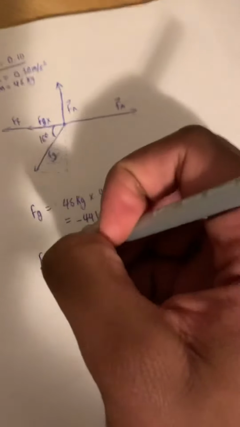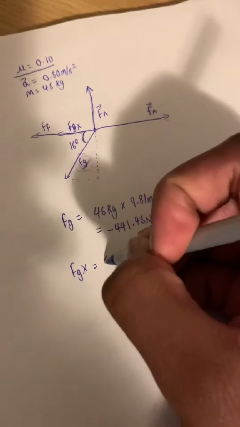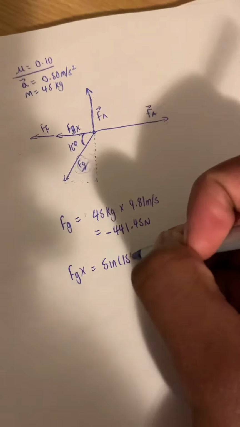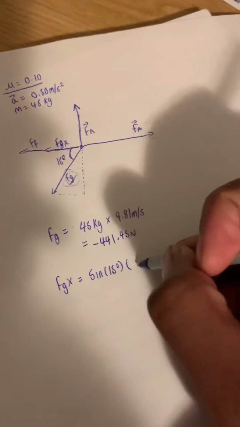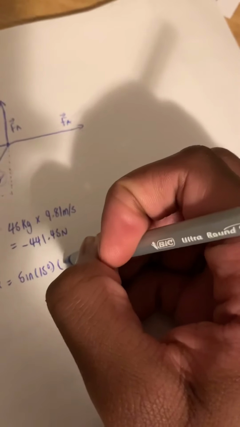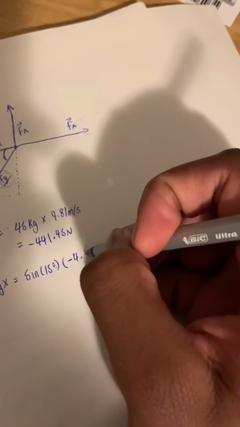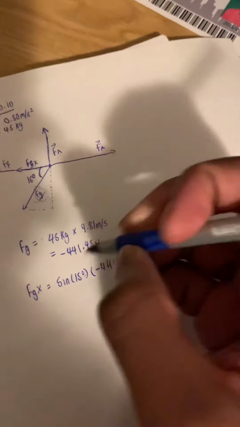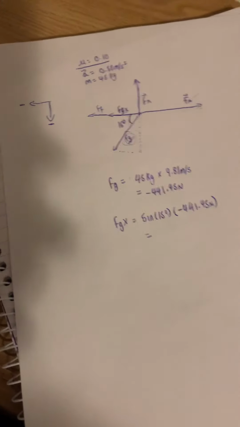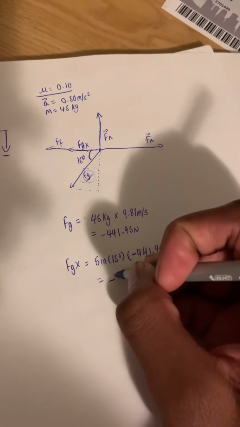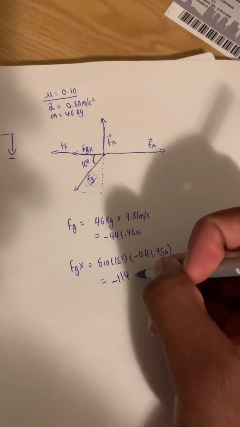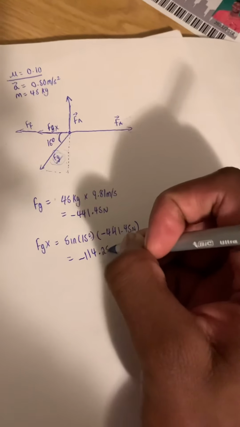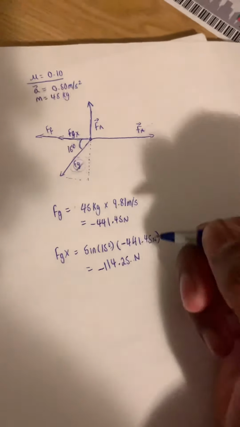Okay, so we can start with Fgx, which is just sine 15 degrees times negative 441.45 newtons. Okay, our answer is negative 114.25 newtons.